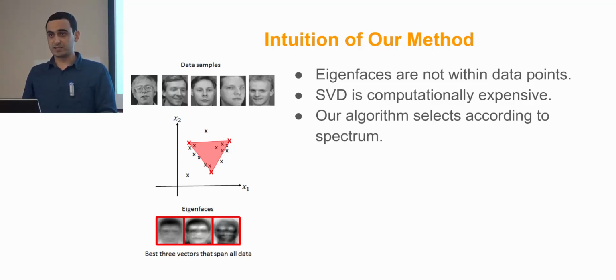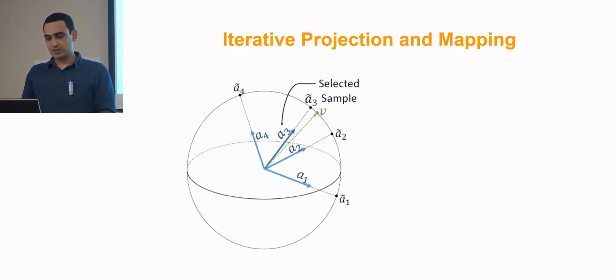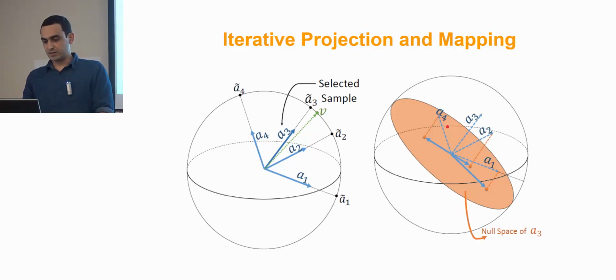So we extend this intuition and design our data selection algorithm such that it selects according to the spectrum, which is the singular vectors. This is the visualization of how our algorithm works. Let's assume that you have 4 data points in this space, and you want to select only one sample. What we do is calculate the first singular vector and find the most correlated sample with it, and we select this sample.